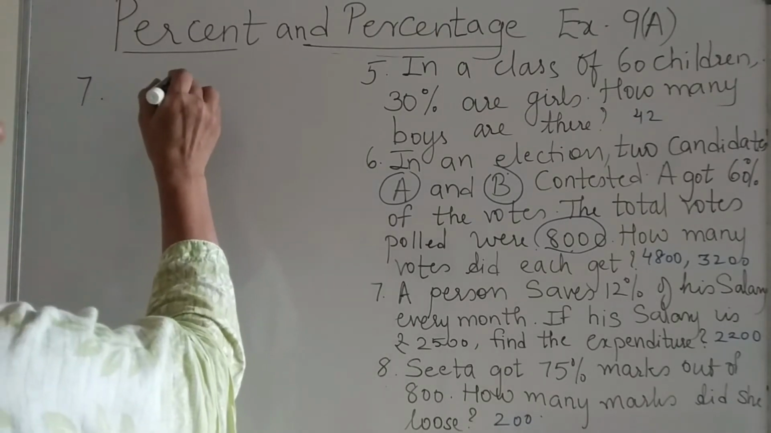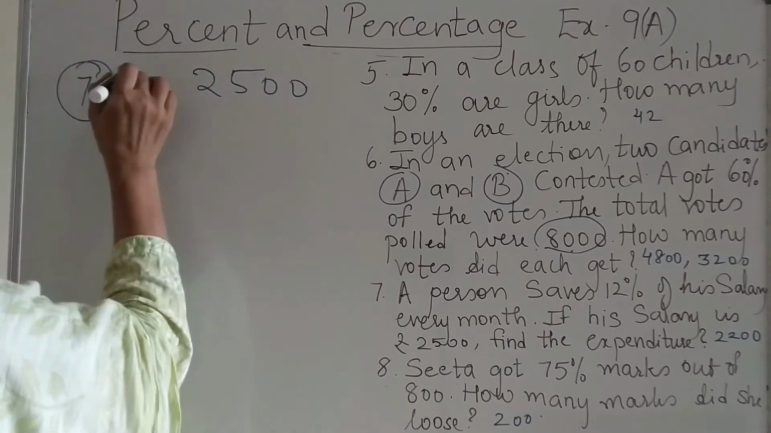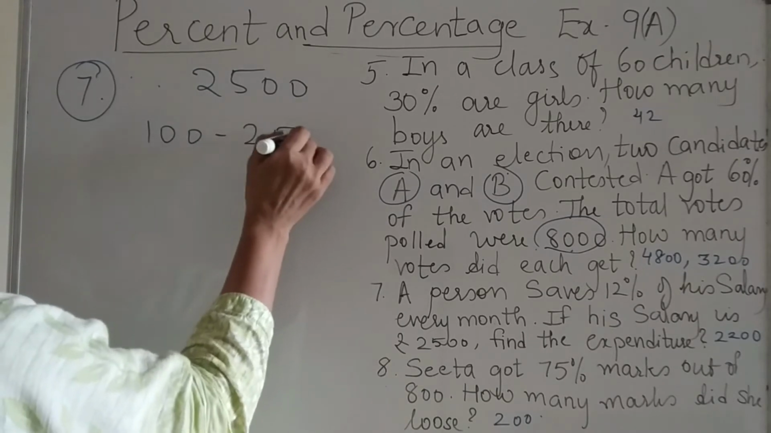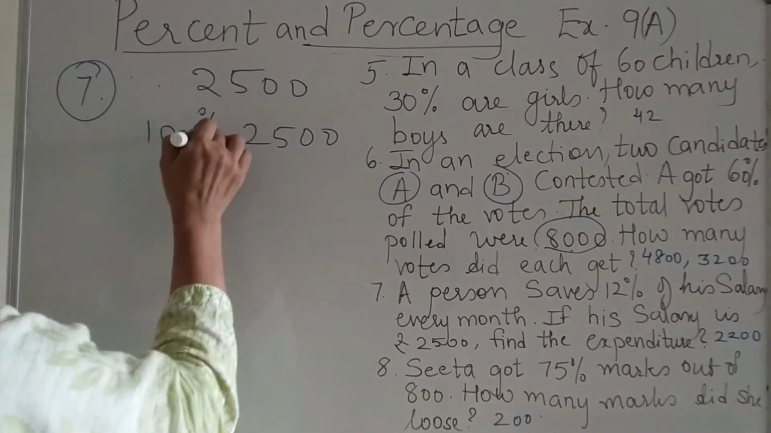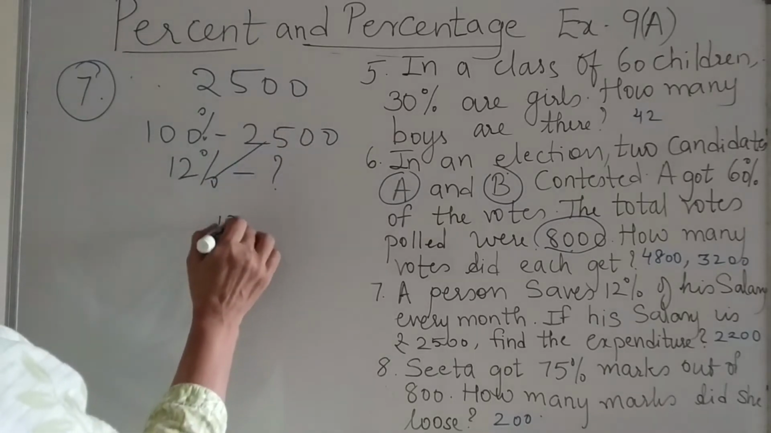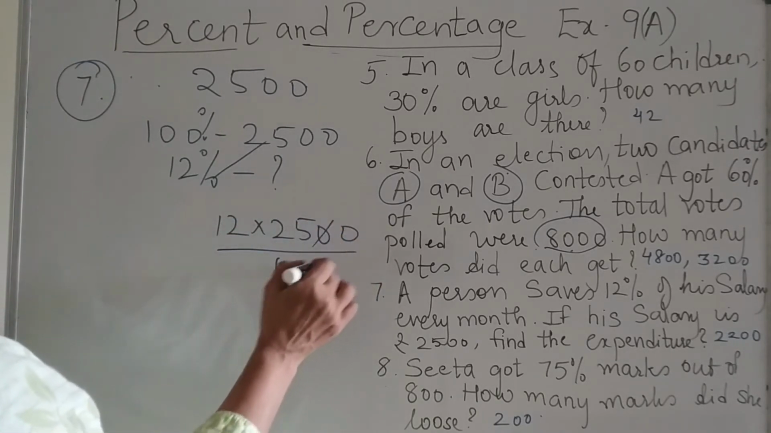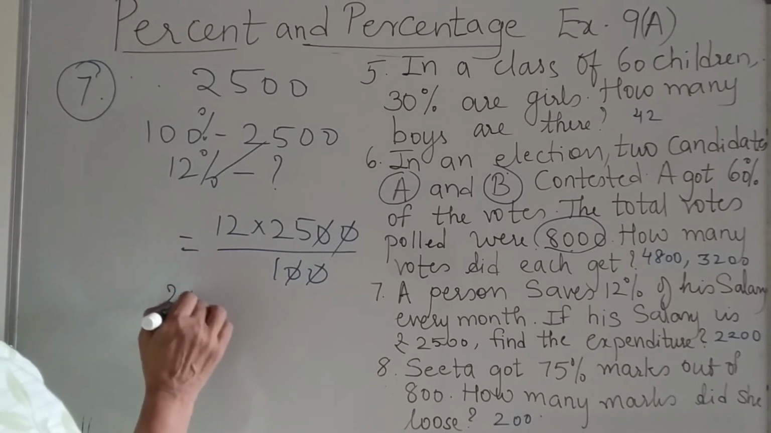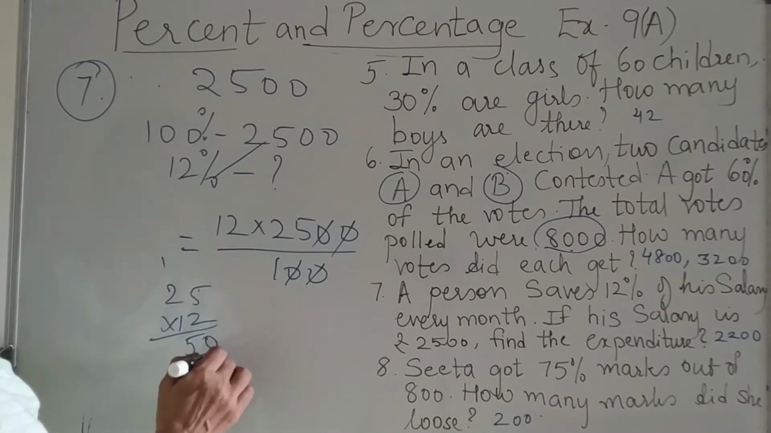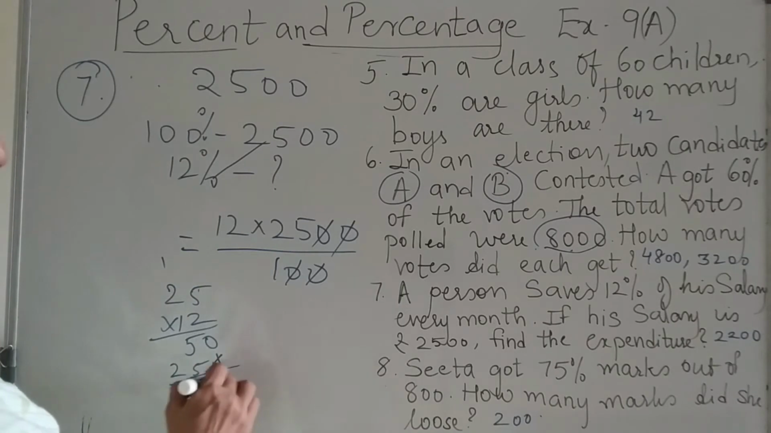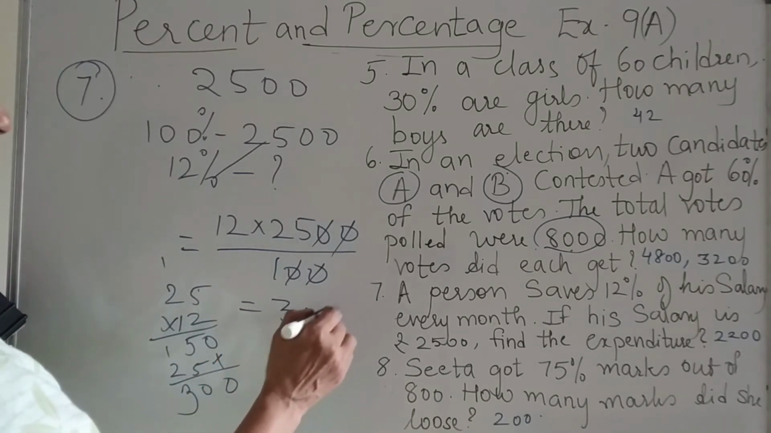So a person gets a salary of 2,500, that is 100%. And how much is saving? 12%. So here you find out how much is 12%. You cross multiply 12 into 2,500 by 100, 0 gets cancelled, and you multiply 25 into 12. 5 2s are 10, 1 carry, 2 2s are 4, 5, 5 1s are 5, 2 1s are 2, 0, 10, 1, 300. So how much is saving? Rupees 300. His savings are rupees 300.